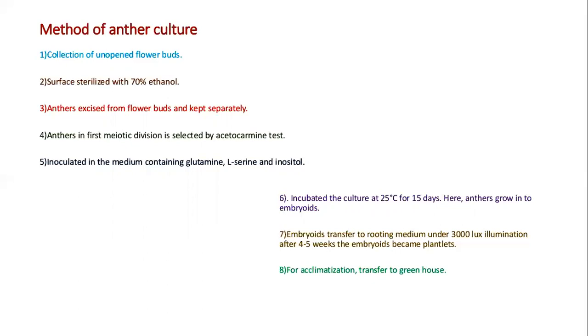It is the test for cytology, where we can easily count the chromosomes, and we can easily identify the meiotic cell division with this. Generally we use acetocarmine for the meiotic cell division testing, and we use acetoorcein solution or acetoorcein stain for the mitotic cell division.